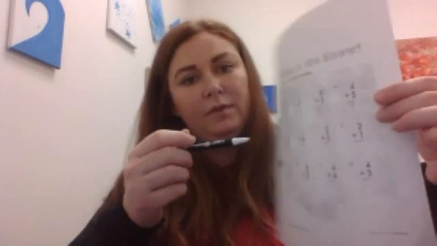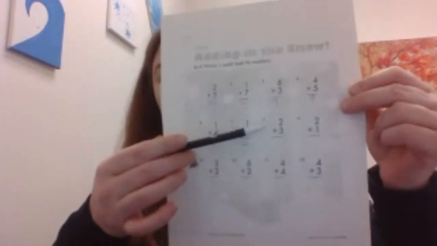Okay, so 1 plus 5. Good guess, almost. So if you have 5, and then somebody gives you another penny, 6. Good job. All right, you guys are doing well. So then we have 2 plus 3.